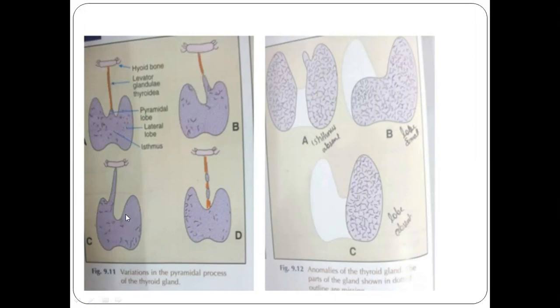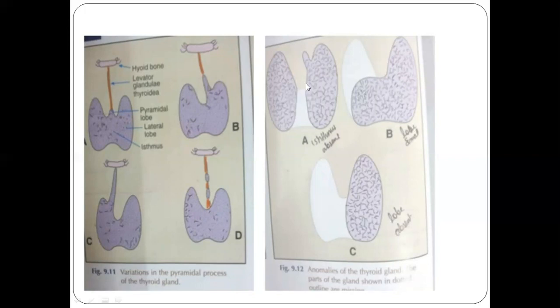In this case the pyramidal lobe is not coming from the isthmus, it is coming from the right lobe of the thyroid gland, and it is muscular. So it is levator glandulae thyroideae, but the position is not from the isthmus, left of the midline, which is normal. So it's coming from the right lobe and going up, and it is connected with the hyoid bone. Here the fibrous component is also present and the muscular component is also present. So this is a fibromuscular band. It contains both components and attaches the thyroid gland to the hyoid bone.